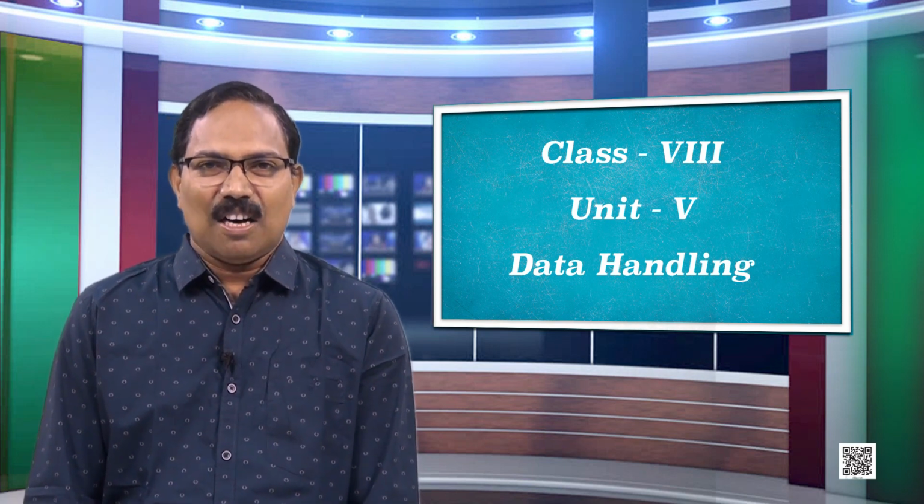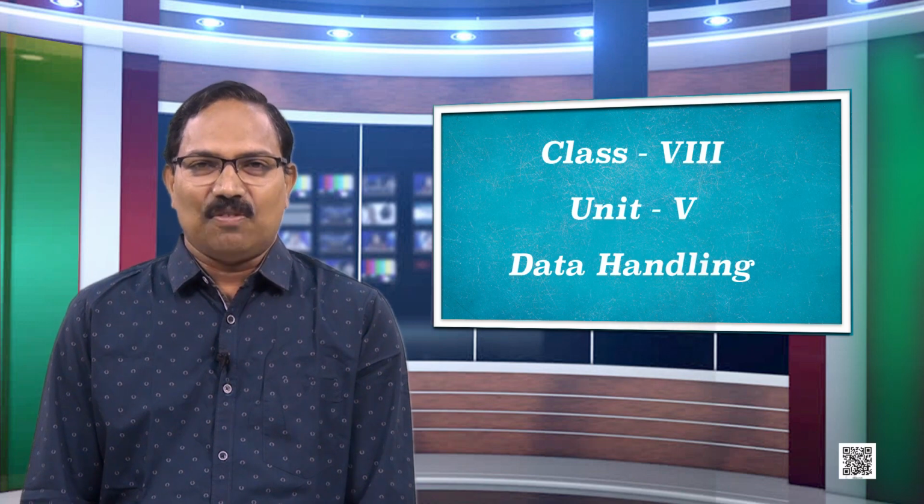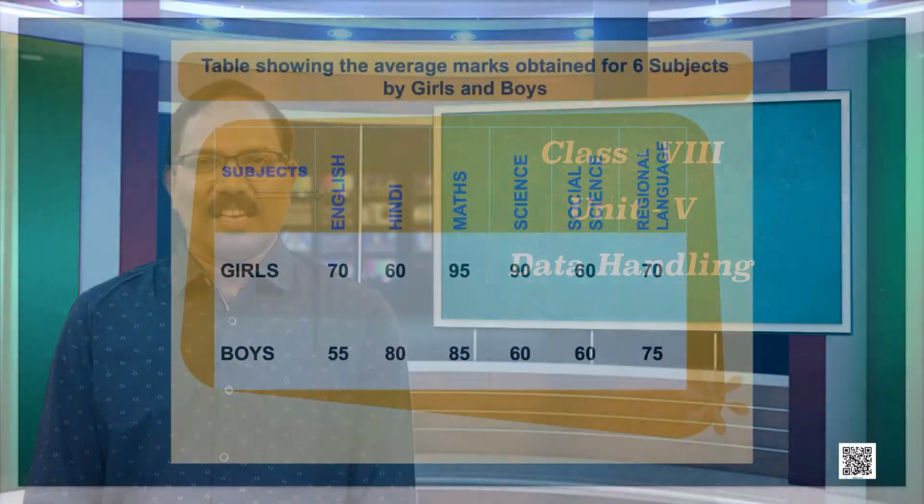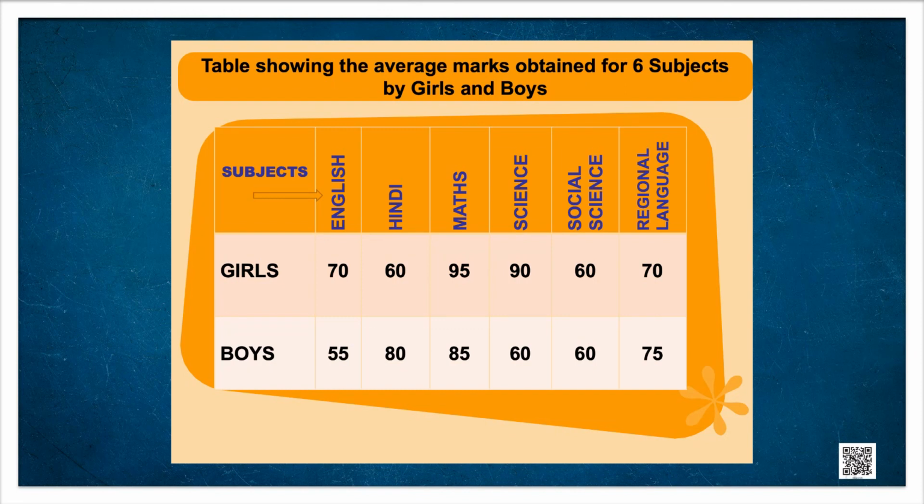So, we will further learn about one more type of bar graph. Students, look into the data given. The average marks obtained for girls and boys students of 8th standard in all the 6 subjects are given in the table. The 6 subjects are mentioned: English, Hindi, Maths, Science, Social Science, Regional Language. And the marks obtained for girls are 70, 60, 95, 90, 60, 70. Marks obtained for boys are 55, 80, 85, 60, 60, 75.